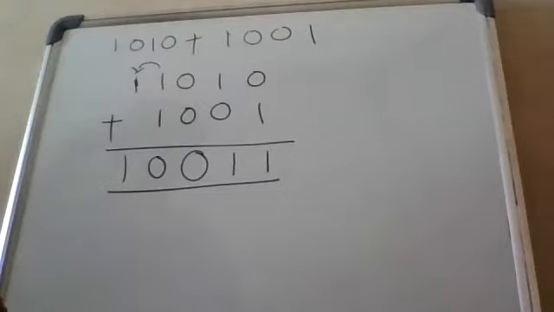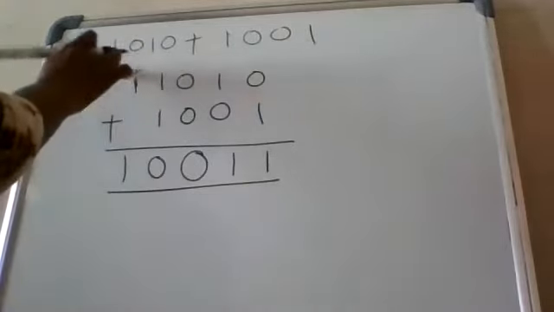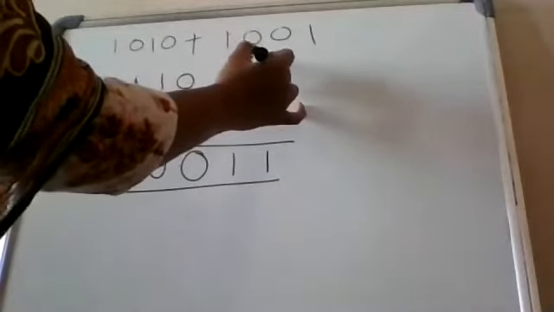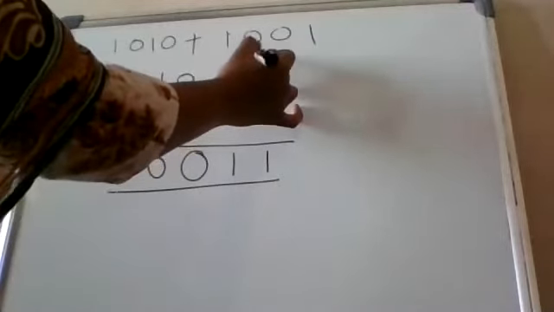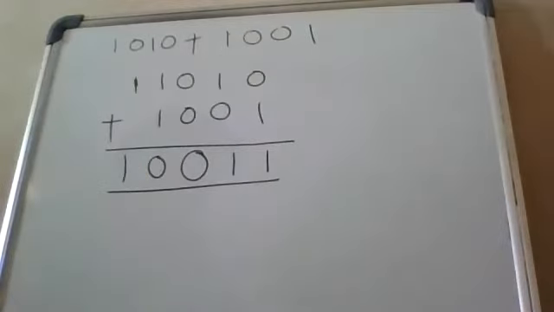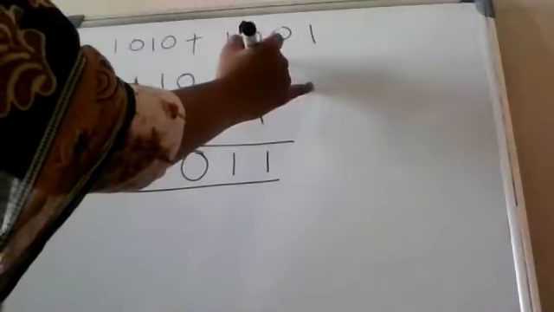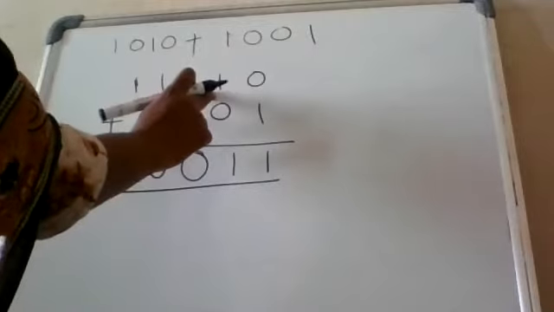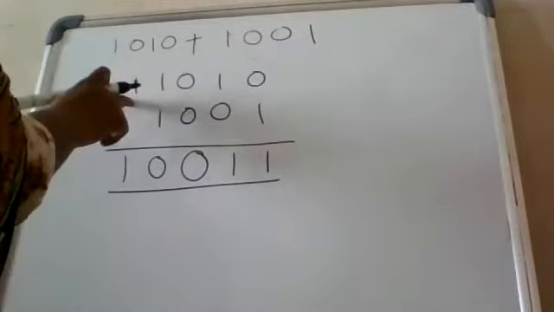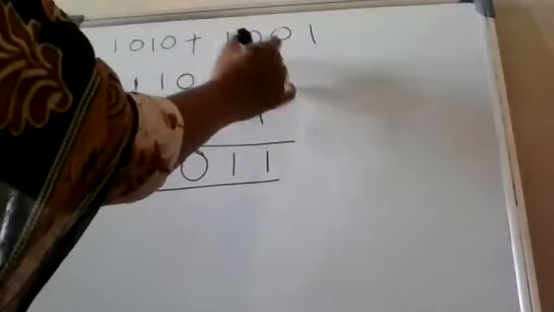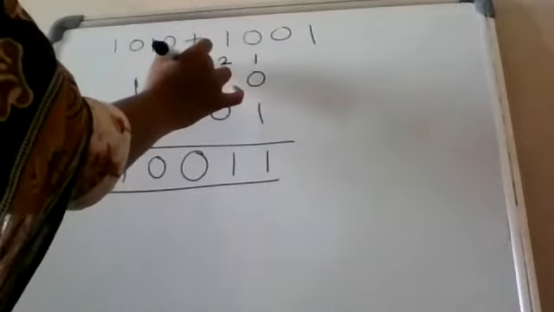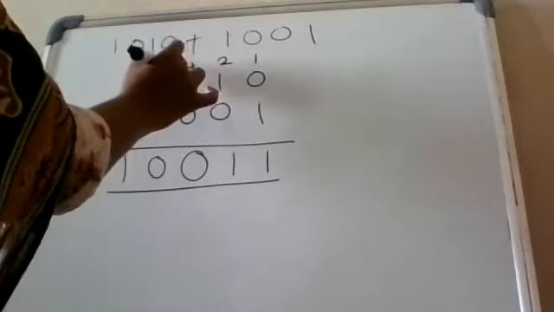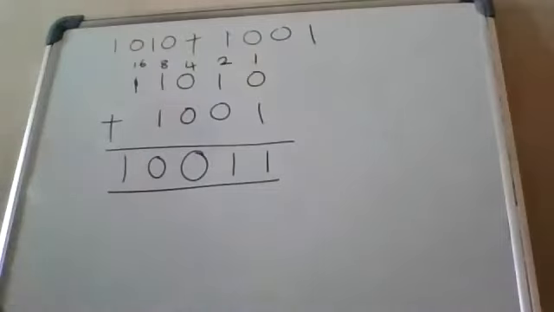So in the binary system, what is this value? 2 power 0. Is this answer correct or not? How to check? In the binary system, this value multiplies with 2 power 0, this with 2 power 1, 2 power 2, 2 power 3, 2 power 4. What are the values? 2 power 0 means 1, 2 power 1 means 2, 2 power 2 means 4, 2 power 3 means 8, next 16.